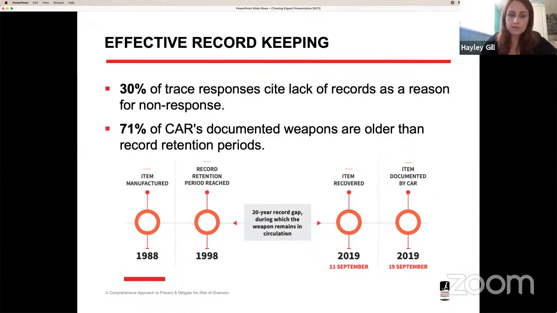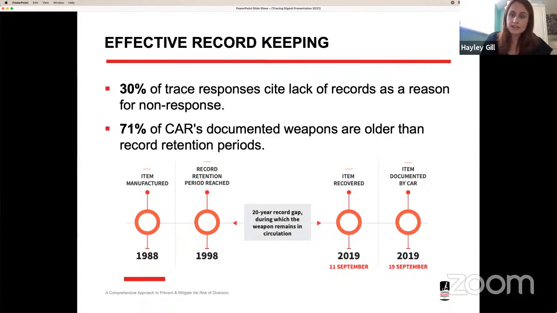And then, of course, the outcome of this meant that CAR's investigation was brought to an abrupt halt, and we were unable to identify how the item had been diverted. This is common. Our experience has found that diverted weapons far outlive their records, with 71% of the weapons in our database older than the ITI's recommendation for import records and export records to be kept for at least 20 years. So this shows the importance of exporting states adopting national record-keeping systems that go beyond these minimum legal obligations set by the ATT or recommended in other policy instruments.